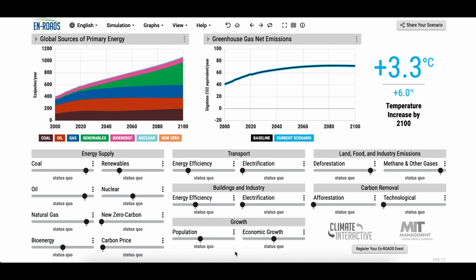Now, why is it showing 3.3 degrees Celsius as a temperature increase rather than 1.5? Well, it's because we're not on track. But we can do things. That's the attitude of this whole channel, and that's the attitude I'm taking into this.